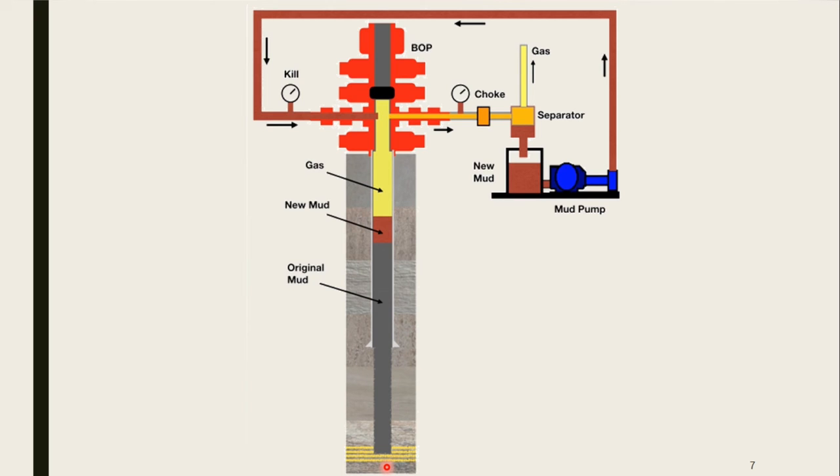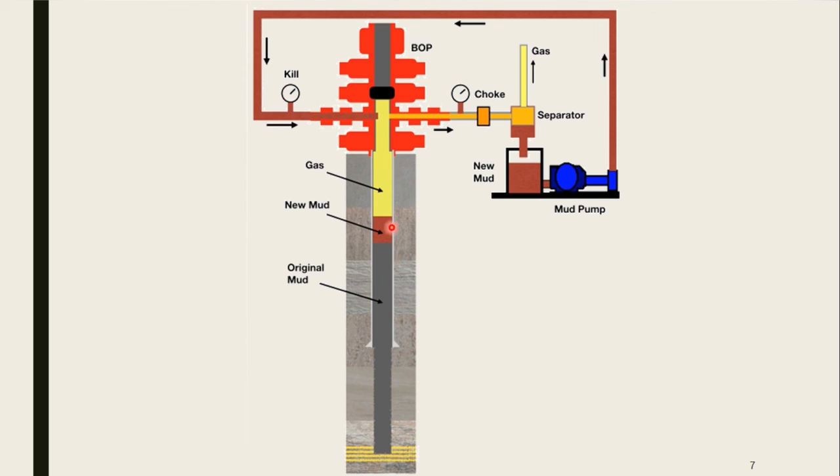Okay, so take a look at this figure. Well, this is the BOP, the blowout preventer, and this is the kill valve. And here is the choke manifold, and this is the separator. Once a kick is detected, the well is shut in through the BOP, and then a weighted mud is prepared and is injected into the wellbore through the kill valve. Then this weighted mud is continuously circulated through the wellbore in order to get rid of the contaminated mud.